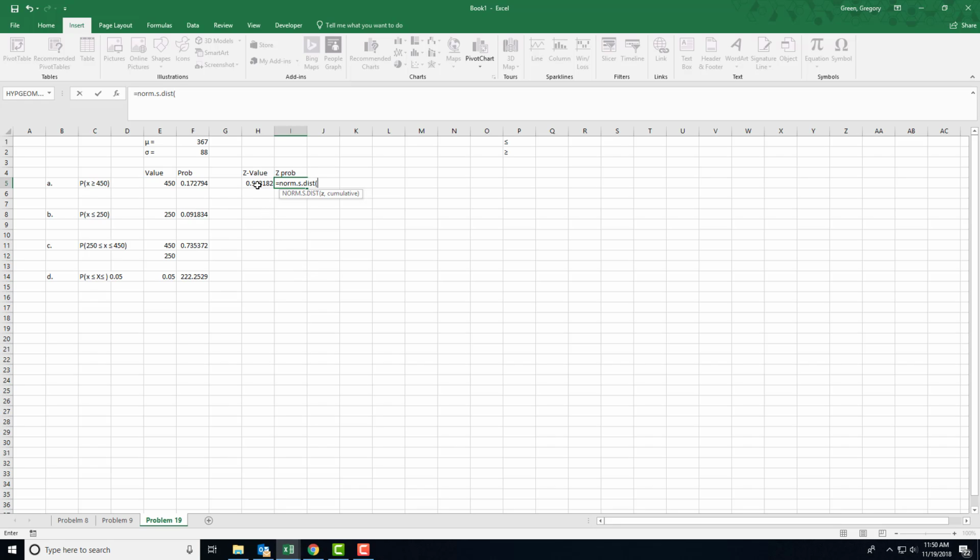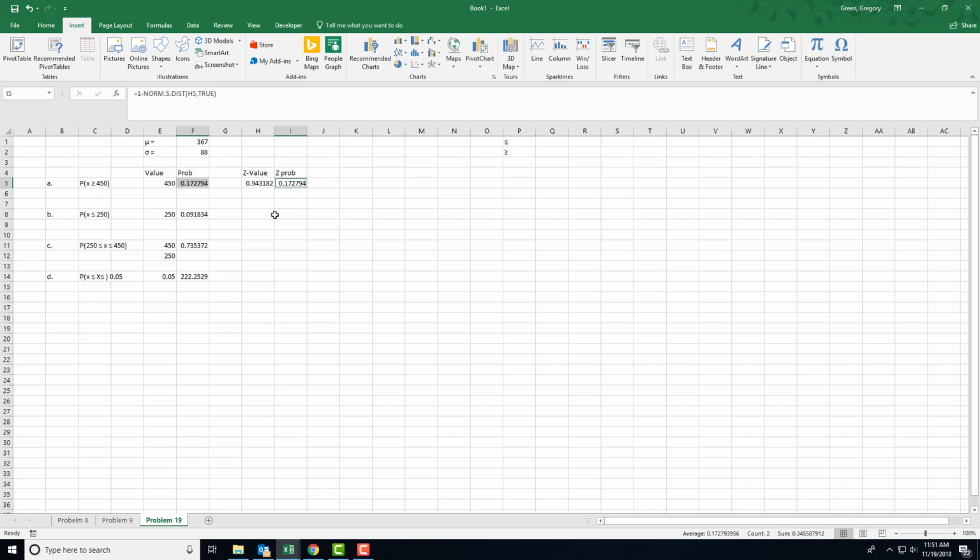So I want the probability to the right of this number, which means I'm going to have to do a 1 minus here in a second, and I want the cumulative. Right now, if I push return, I'll have the area to the left of this number. I want the area to the right, so I'll put the 1 minus that. And notice that these two numbers are identical.